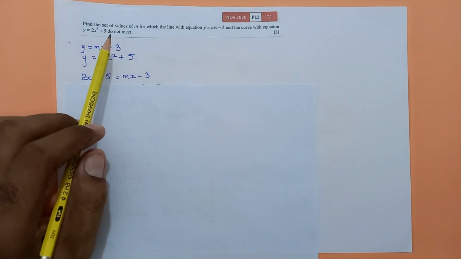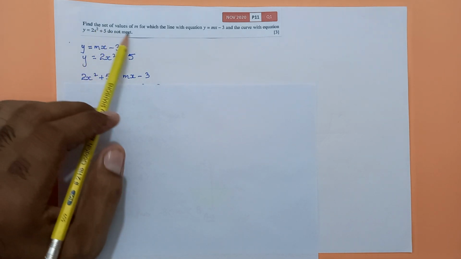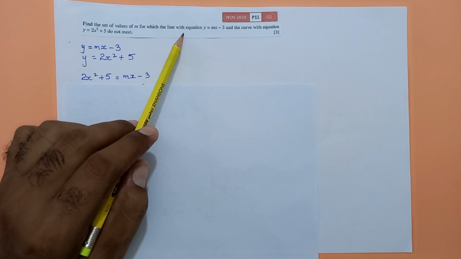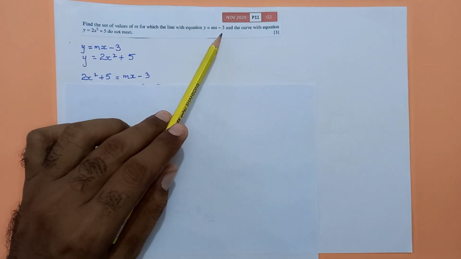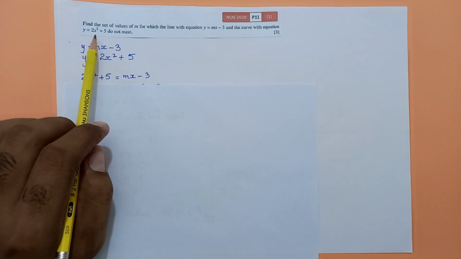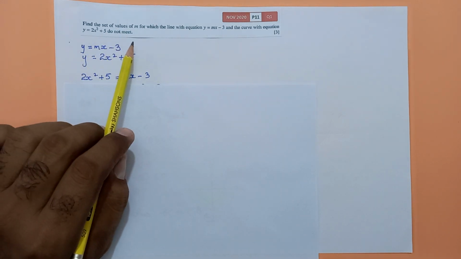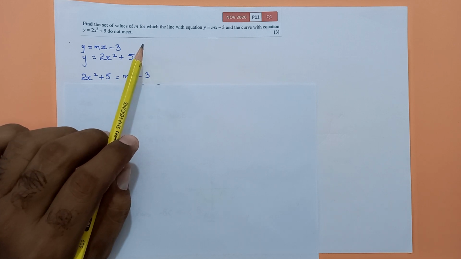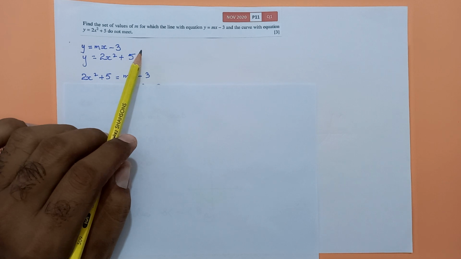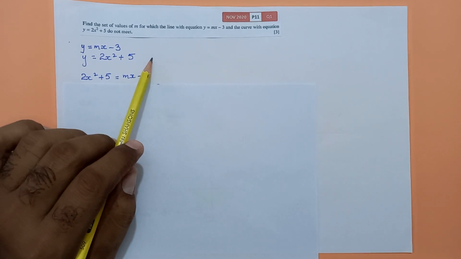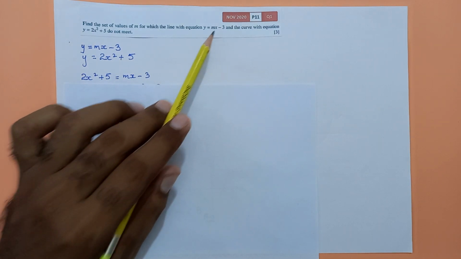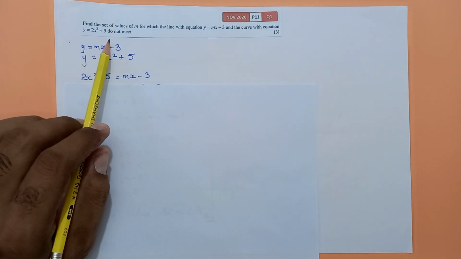We have a question. It says: find the set of values of m for which the line with equation y equals mx minus 3 and the curve with equation y equals 2x square plus 5 do not meet. So the condition given to us is that they do not meet. Basically, we need all those values of m for which this line will never meet this curve.